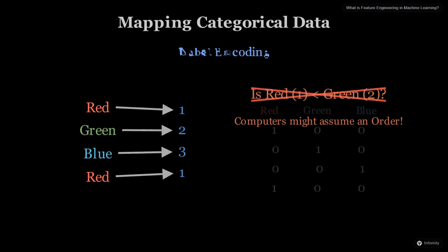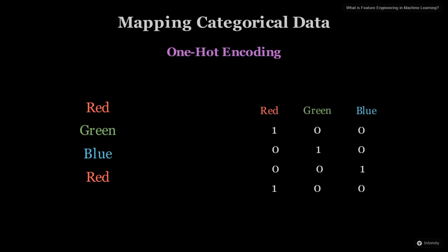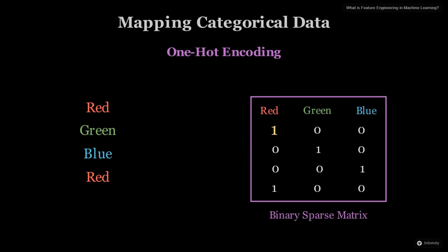A more robust technique is one-hot encoding. Here, each category is converted into a new binary feature or column. So, if we have colors red, blue, green, we create 3 new columns: is red, is blue, is green. For each data point, only one of these new columns would have a value of 1 and the other 0. This avoids implying any order and is widely used for nominal categorical data.